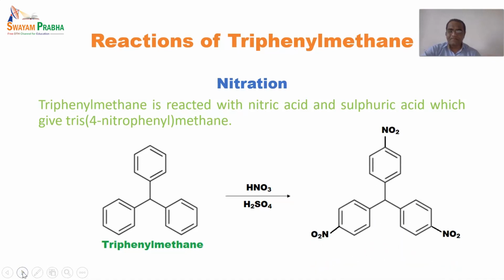Nitrating mixture, and this nitrating mixture now gives a nitronium ion, which has been substituted at the 4th position of each phenyl ring, forming a 4-nitrophenyl, so 3, so that is why tris.